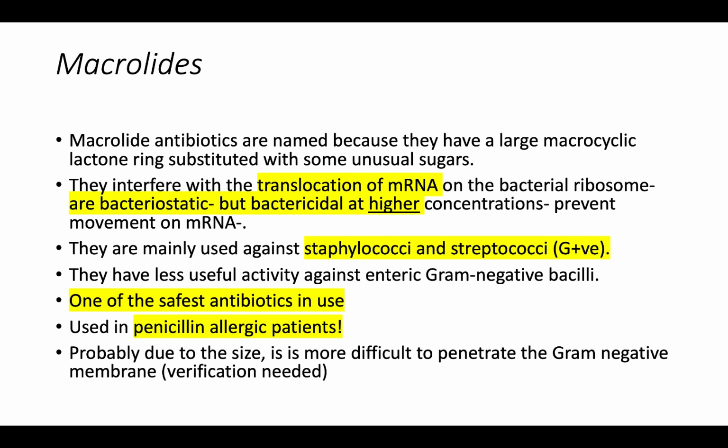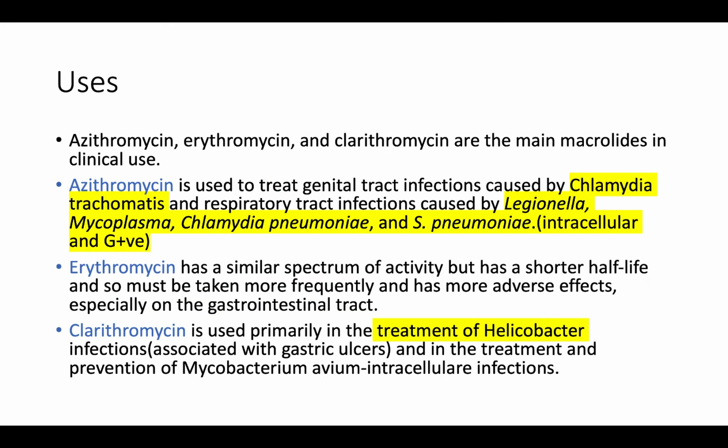Why is it very famous? You may have heard of Zithromax, or clarithromycin. People who have a penicillin allergy usually get this macrolide, called Zithromax, which is azithromycin. So it's one of the safest antibiotics in use, and it's used in penicillin-allergic patients, because penicillin usually works more on gram-positives. This is the gram-positive alternative that does not work on the cell wall. So basically that's your main best one to use: azithromycin, erythromycin, clarithromycin.